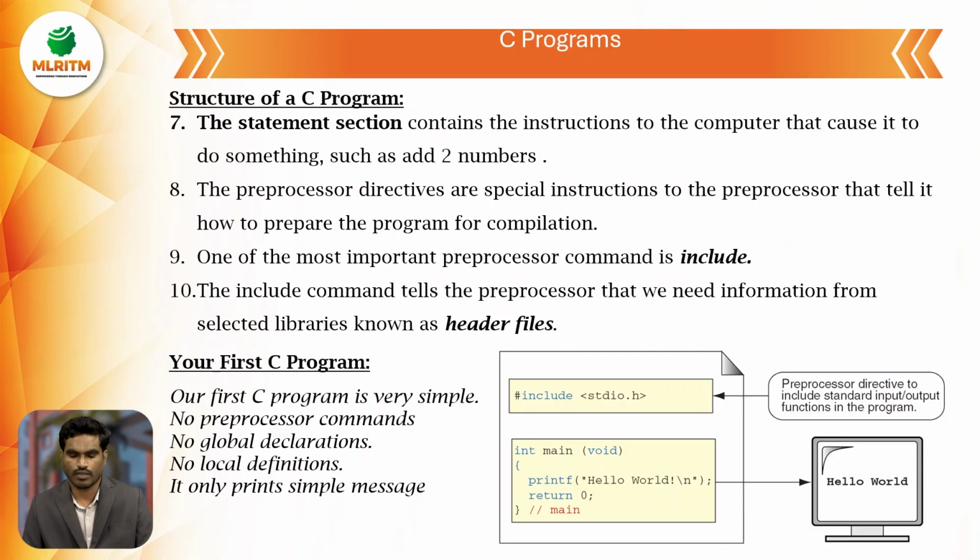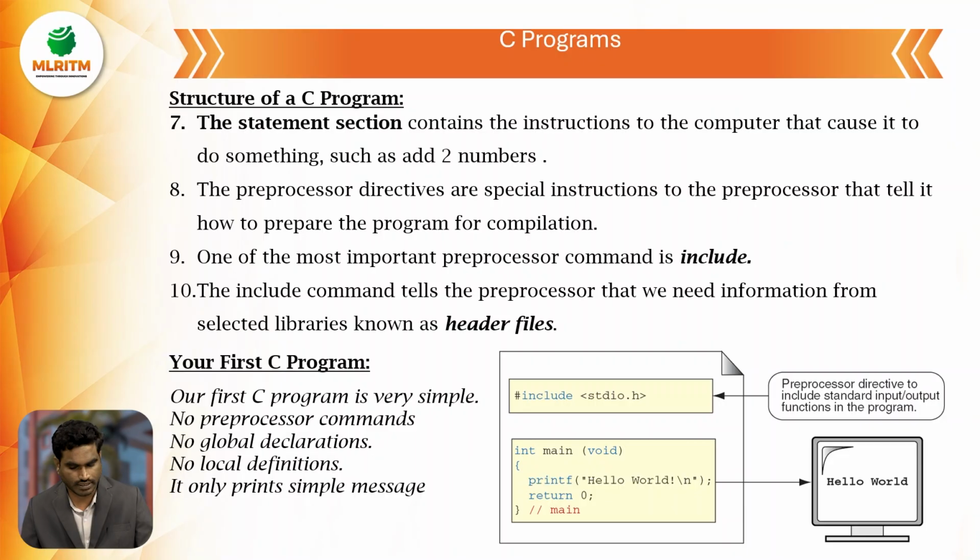Next one is the preprocessor directives, or special instructions. The preprocessor tells how to prepare the program for compilation. One of the most important preprocessor directives is include. The include command tells the preprocessor that we need information from selected libraries, that is, the header files. The preprocessor directive's main syntax is hash include.